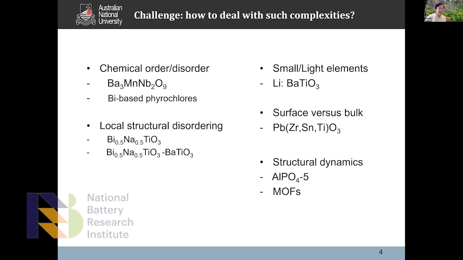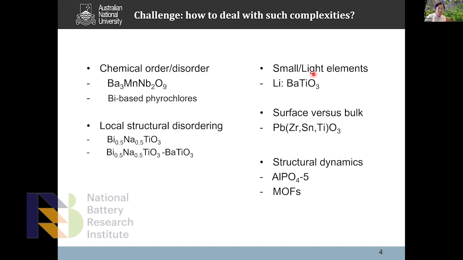I would just like to try to summarize and give you an idea how complicated they are, and we need to combine different techniques to look at the structure of the materials. First of all, we will talk about the chemical order-disorder, and then the structural disorder locally. I will also give one example, quickly showing how difficult it is to determine the structure if you have small or light elements.